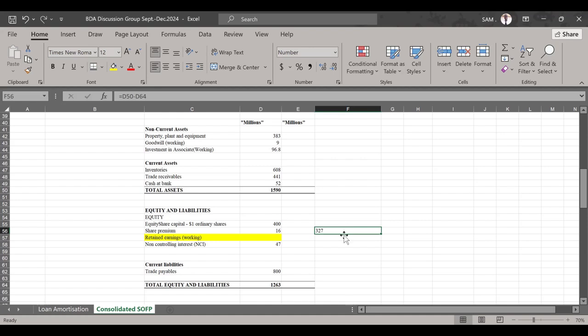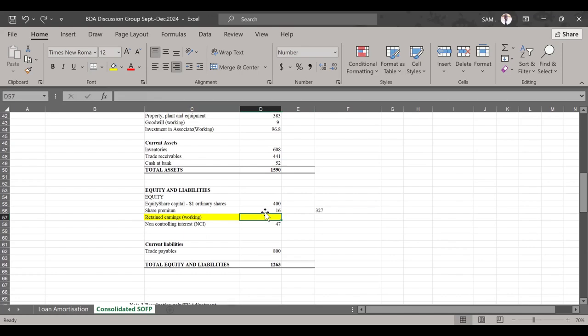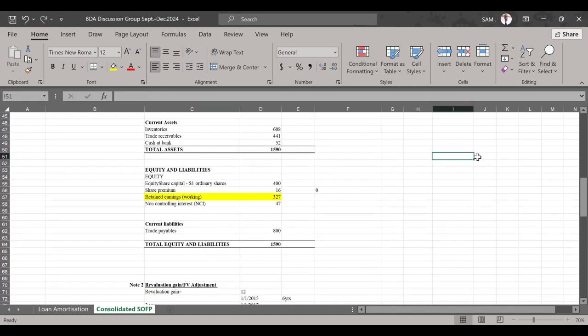That balancing figure is what should go to your retained earnings. But we can still go ahead and get this retained earnings figure. For now, let me just put it here. And you can see that will balance off our account. And we can prove it.